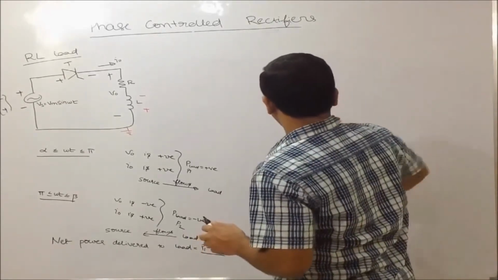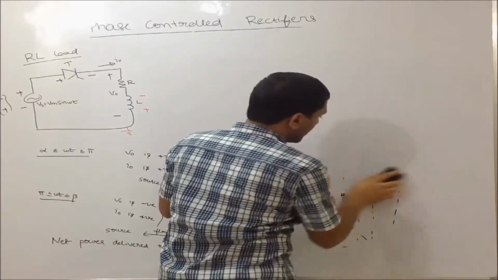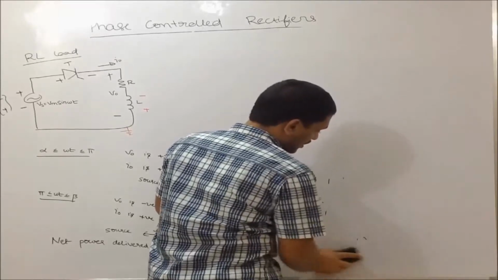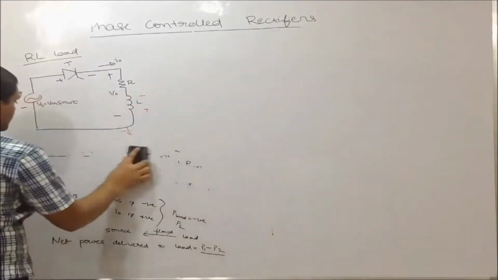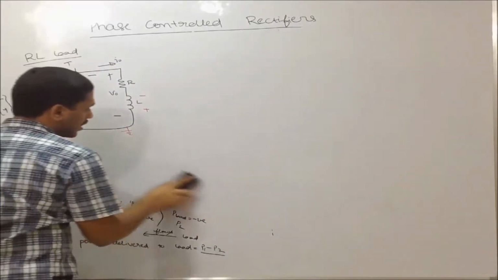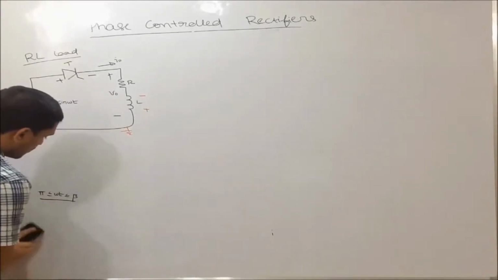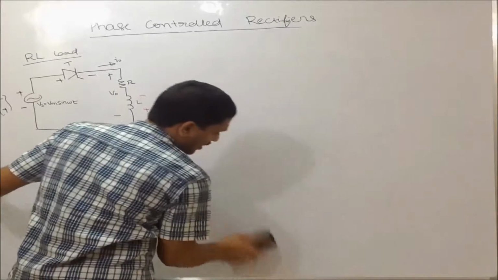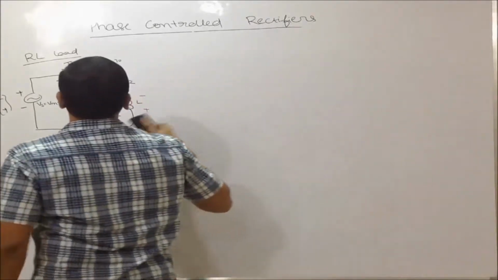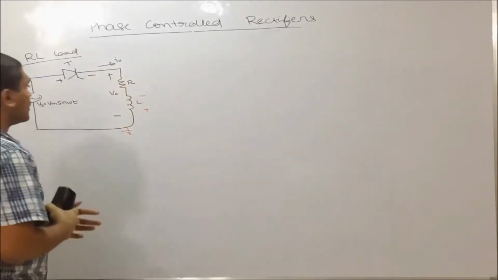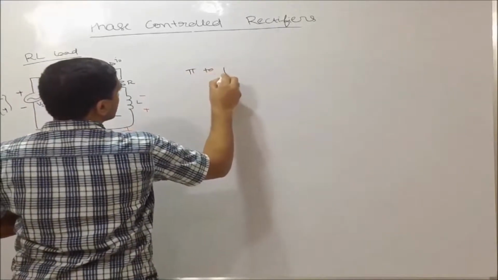From alpha to pi, it is absorbing. From pi to beta, it is delivering the power to the source. Thereby, the effective power reduces. The effective power absorbed by the RL load is less. The problem comes only in the negative cycle. From alpha to pi in the positive cycle, the power is absorbed by the load. The problem comes from pi to beta.